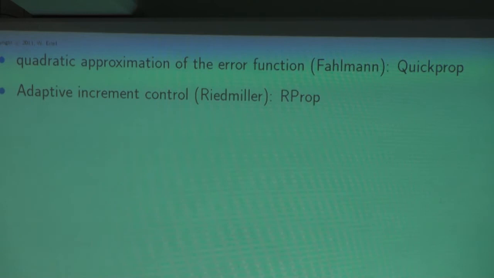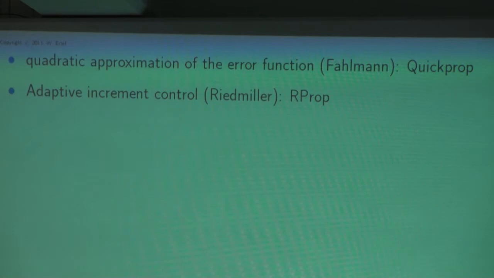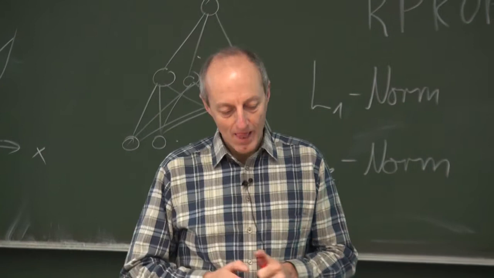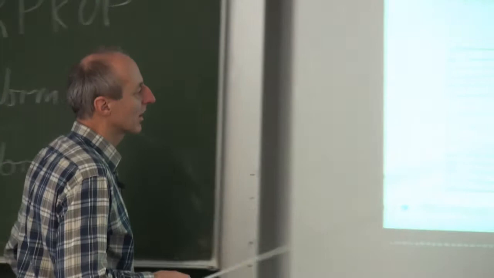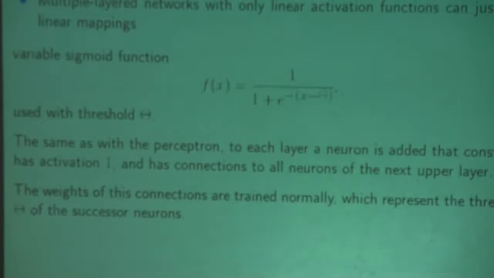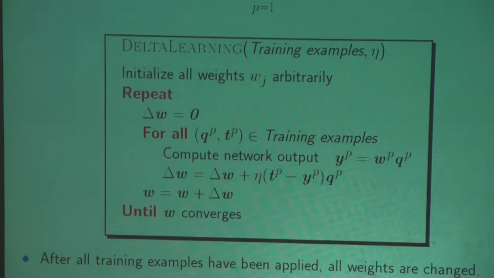Maybe I should talk about the R-prop algorithm. The R-prop algorithm is a really very good heuristic improvement of the backpropagation algorithm. And what does heuristic mean? Look at such an example. I had a different example. Where was it? Oh yes, it was when we talked here about the delta hole.